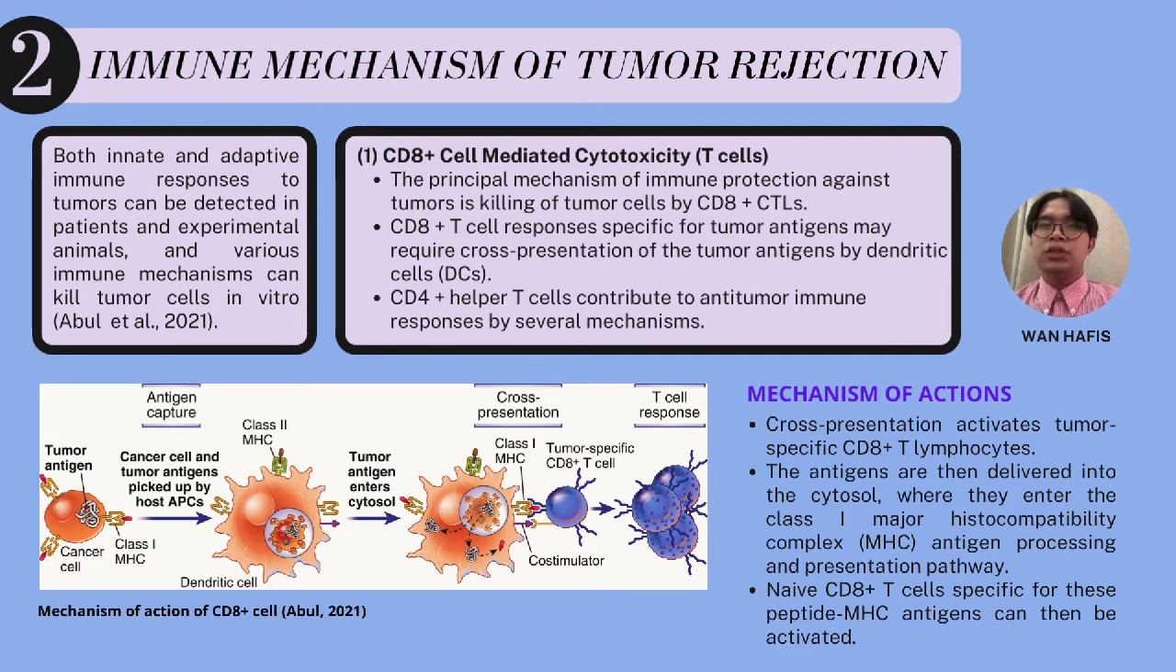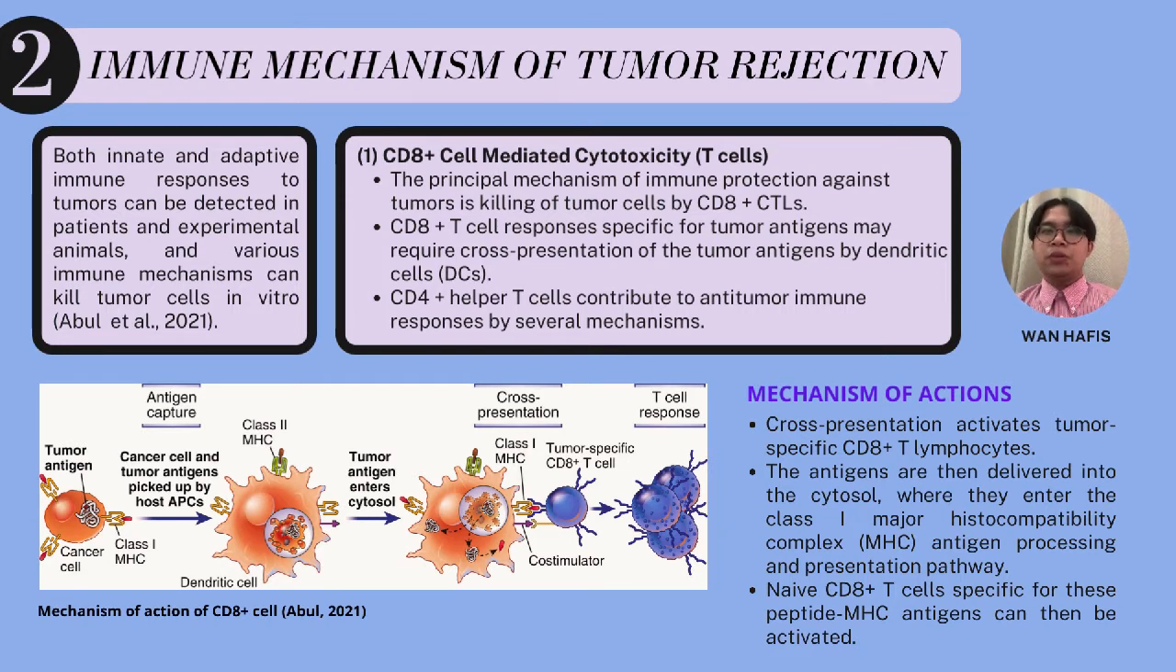The ability of CTLs to provide effective anti-tumor immunity in vivo is clearly seen in animal experiments using carcinogen-induced and DNA virus-induced tumors. CD8+ T cell responses specific for tumor antigens may require cross-presentation of the tumor antigen by dendritic cells. Most tumor cells are not derived from antigen-presenting cells (APCs) and therefore are not present in secondary lymph organs where they can display antigen to naive T cells, or the tumor cells do not express co-stimulatory molecules needed for naive T cell activation.